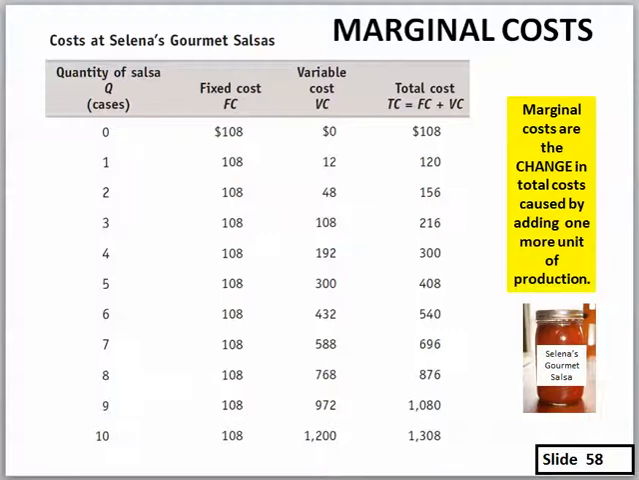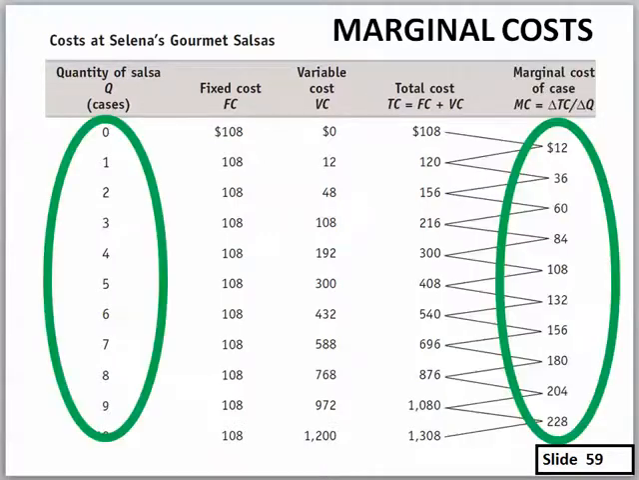Anytime you see marginal cost, it is how much is the cost of the last one we produced, just that one. So to get the marginal cost in this case, I've got them all shown here. We start off, let's look at the first case. We go across to the total cost of the first case. Well, it's $120, which is our $108 of fixed cost plus our $12 of variable cost.